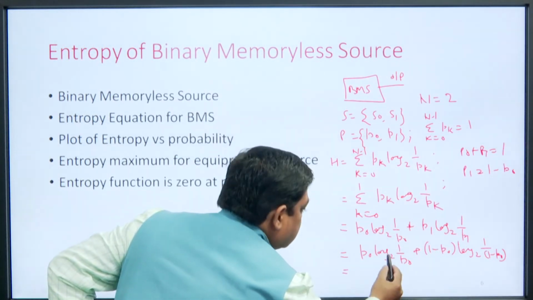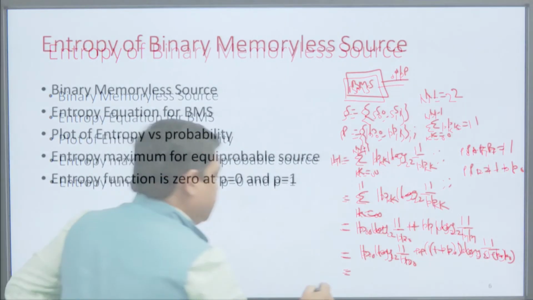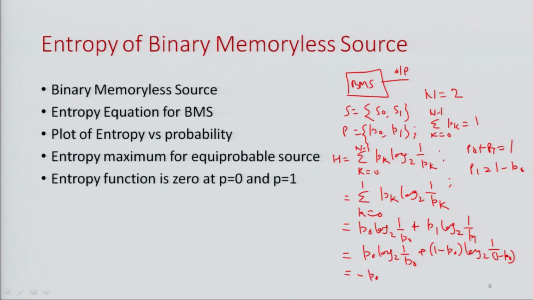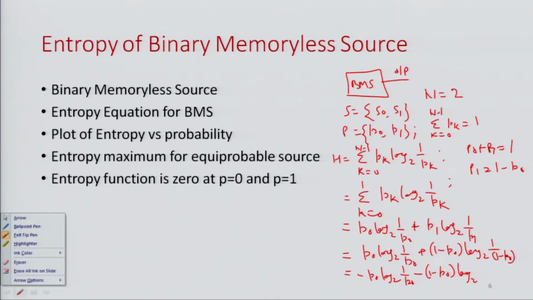This can be written as, because log of 1 upon P is the minus of log of P, minus P0 log base 2 of P0 minus 1 minus P0 log base 2 of 1 minus P0. This is the entropy equation for the binary memoryless source.